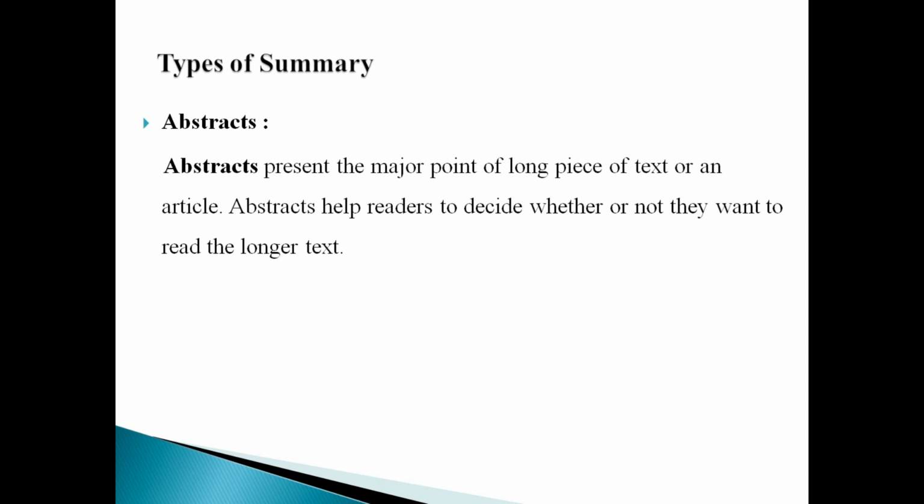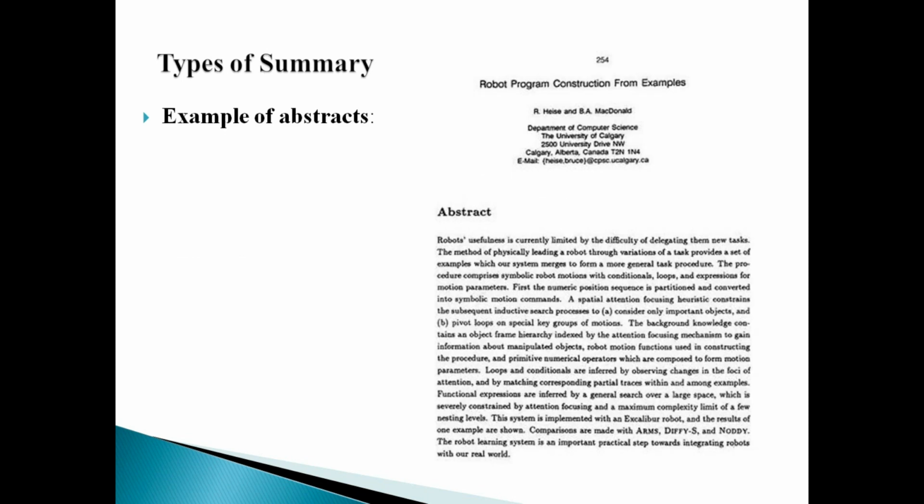Second type, that is the abstract. An abstract means a short piece of writing that tells you the main content of the book. Here you can see an abstract presents the main point of a long piece of text or an article. An abstract helps readers to decide whether or not they want to read the longer text. We can see the example of robot program construction from examples. This is called an abstract. Here they are telling the main content of the original passage.